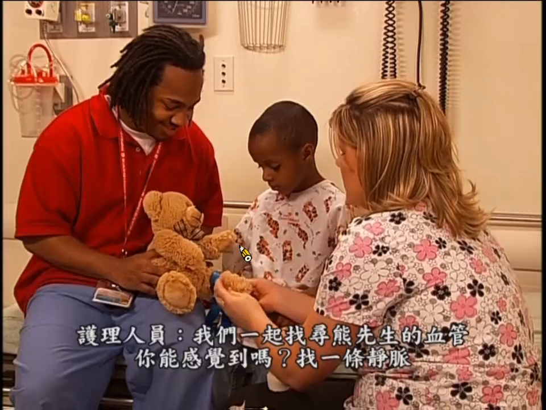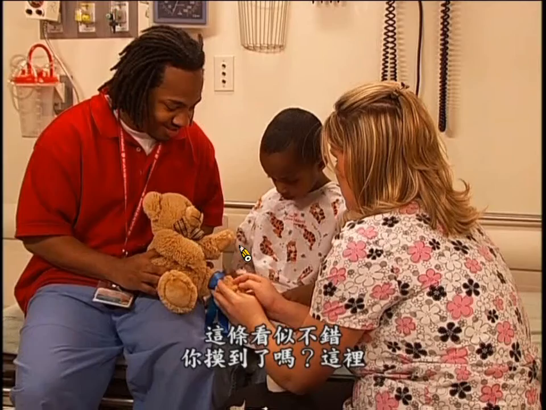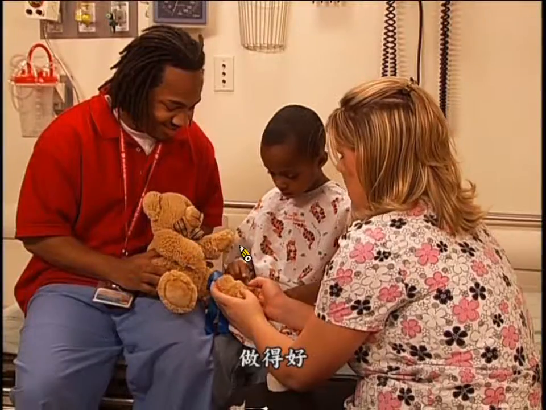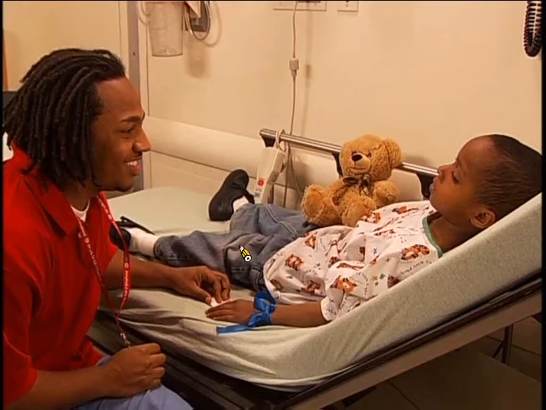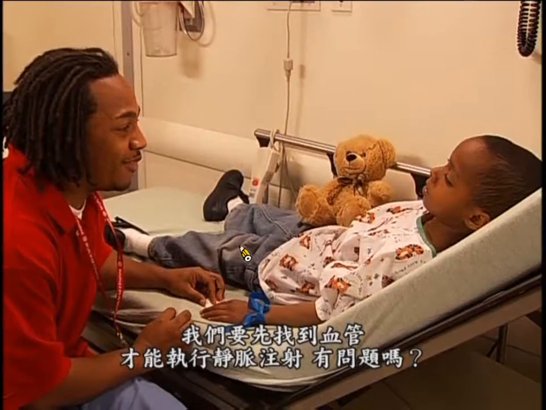Let's feel. Can you feel it? Look for a vein. This one looks good. Can you feel that right there? Good job. Okay, Andre. Just like the bear, we're going to find a vein for an IV, okay?